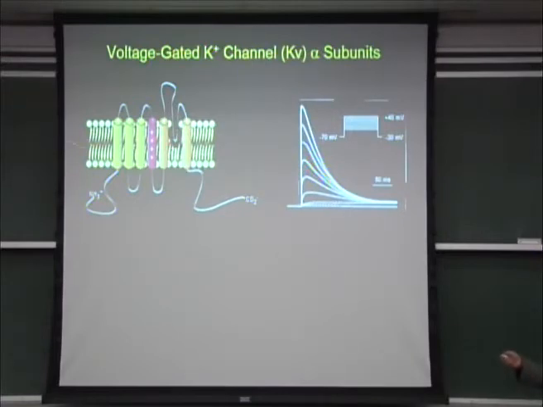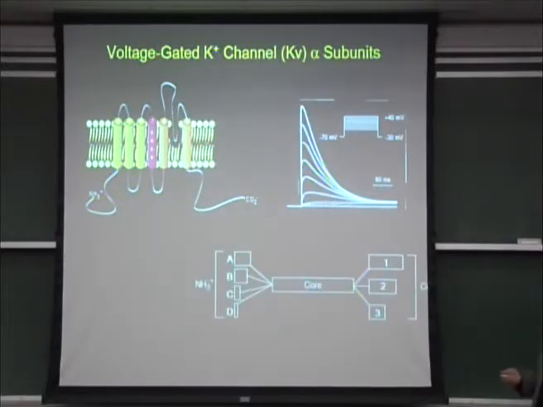If you take cRNA from this cloned subunit and express it in a heterologous expression system, the early experiments were done with Xenopus oocytes, you get rapidly activating, rapidly inactivating currents that are only dependent on changes in membrane voltage. So they're voltage-gated currents, not dependent, again, on calcium.